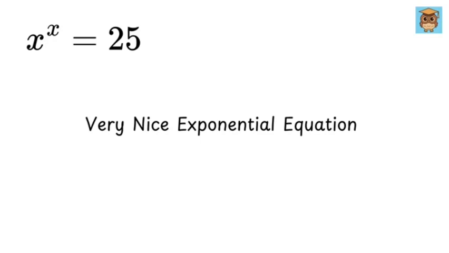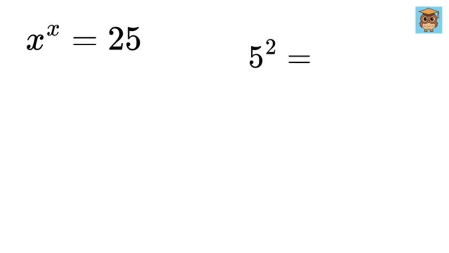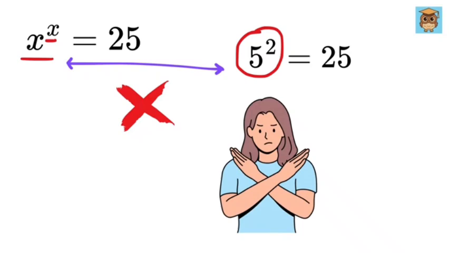Today we have a very nice exponential equation, x raised to x equals 25. We need to solve for x. First thing that comes to mind is that 25 can be written as 5 squared. But if you look at the equation, we have x to the x, and this is not of the form 5 to the x. So the answer is completely different, and not what you think.